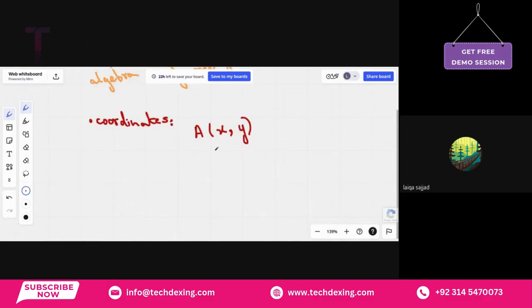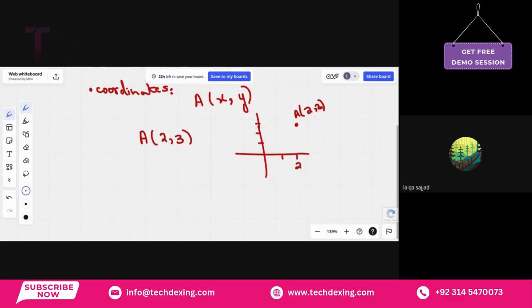This is the general representation. Now, for example, I'm given a point A and it has the coordinates 2 and 3. We can simply locate it on the grid. So it should be at position 2 along the x-axis and at position 3 along the y-axis. So it should be like here. This is the exact position of point A. So this is how coordinates help us to locate any point on a plane or on a grid.